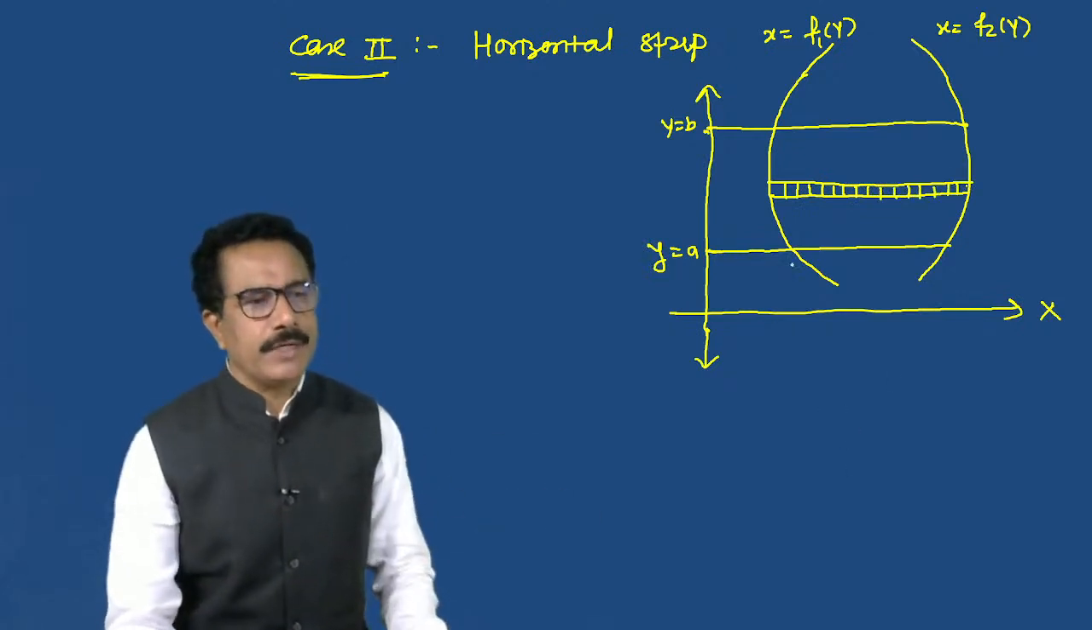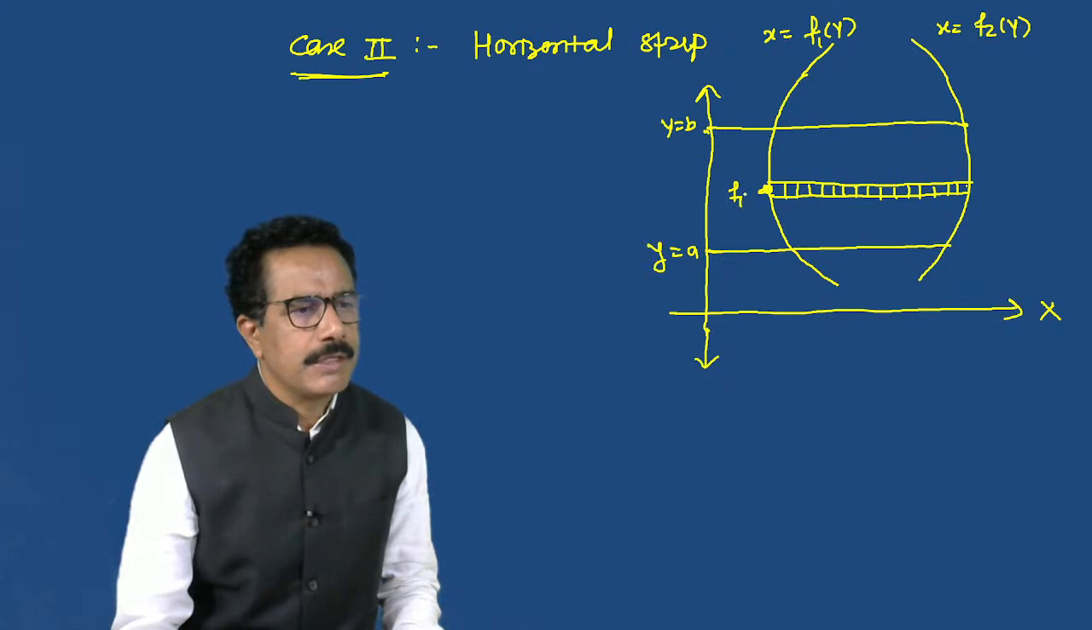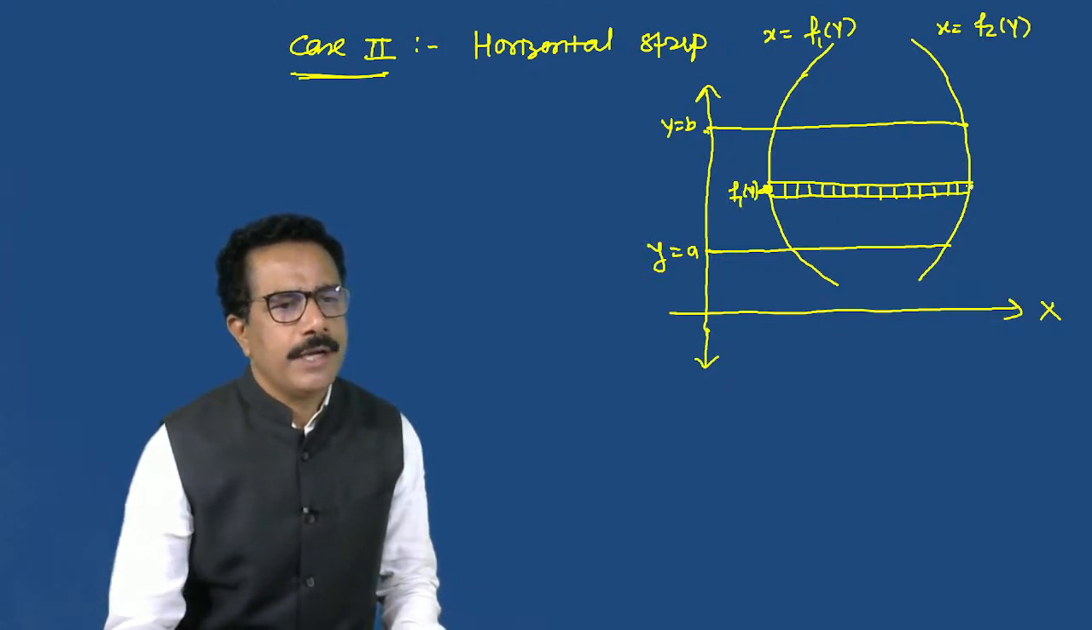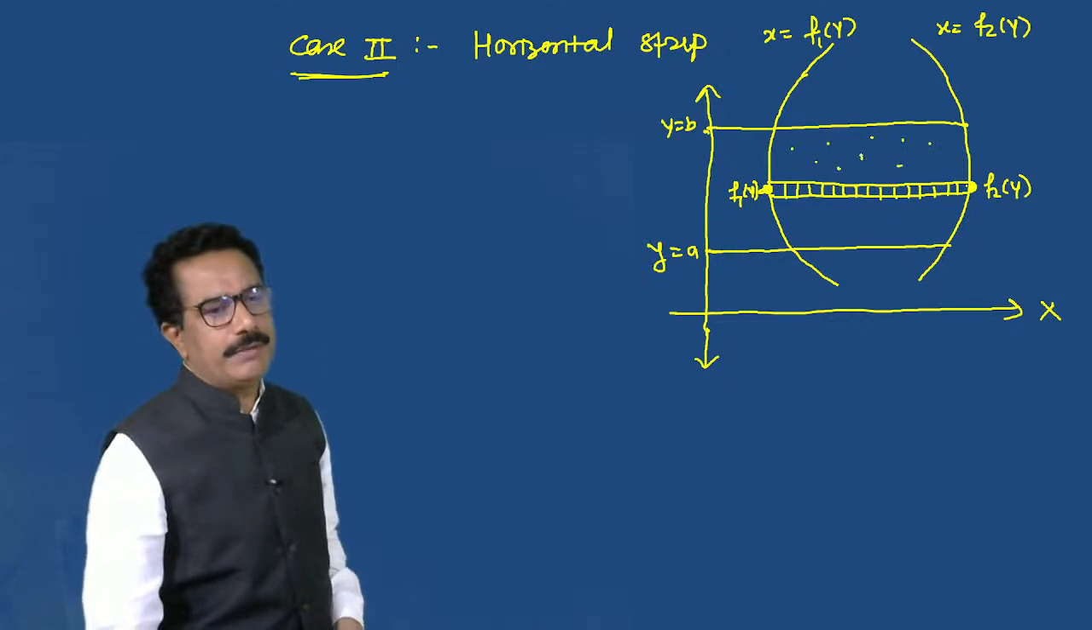So how can we calculate? This is f1 of y. See this, this is the first point, f1 of y, and this is the end point, last point, f2 of y. Then how can we calculate the area? This is the area bounded by the region.